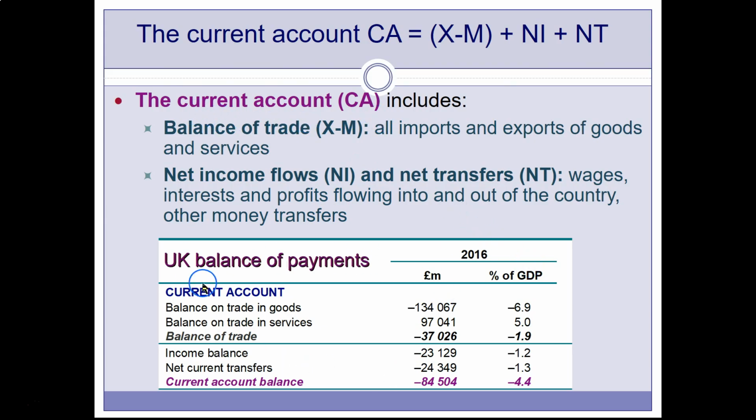So this is an example of a British balance of payments. One of the components of the balance of payments shows that our current account in a particular year was actually negative. This is what we do. We do run a current account deficit for an extended period of time as a country.